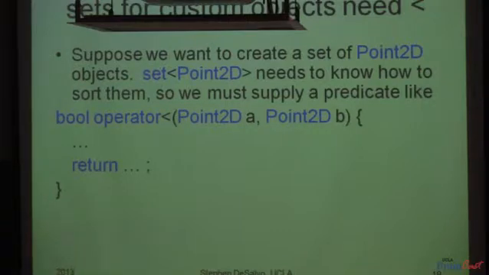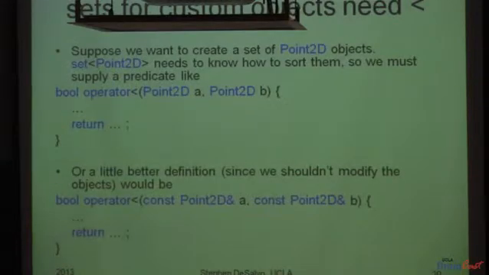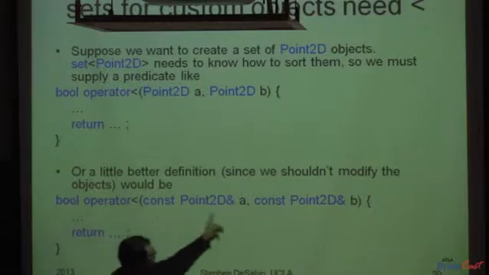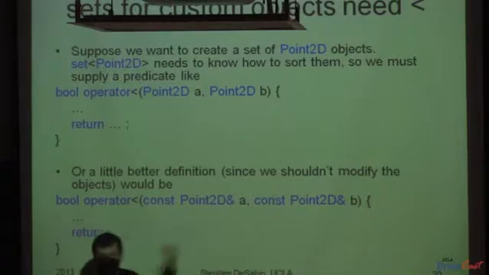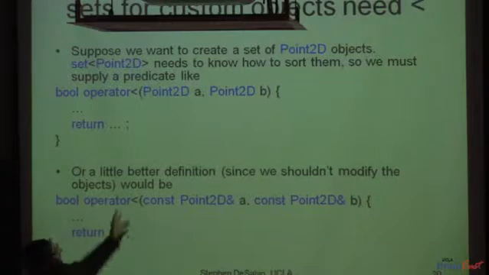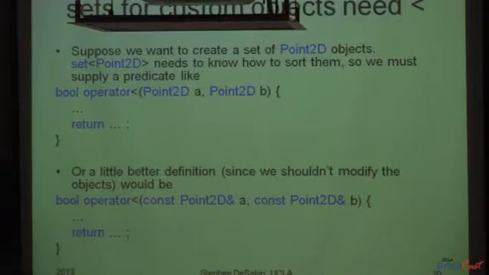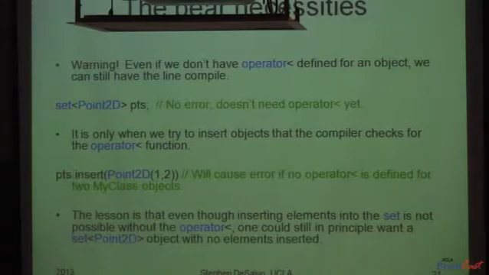Okay, so that's the first step to realize and say, oh, I can change the behavior for a set of point2ds. Okay? So what you really should have is an operator less than accepting two const point2d references. That way it doesn't make any unnecessary copies. Okay? I think it'll work with just non-const point2d references, but const is very important. Const definitely needs to be there.